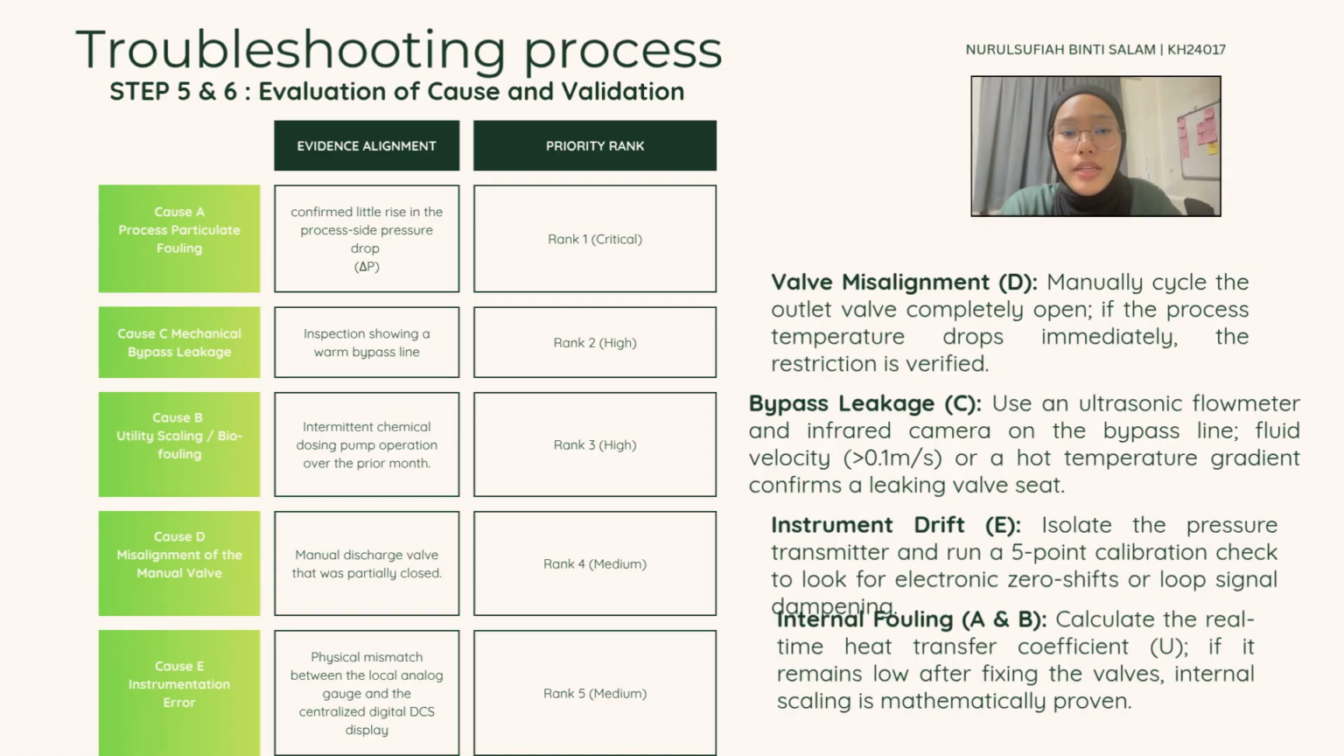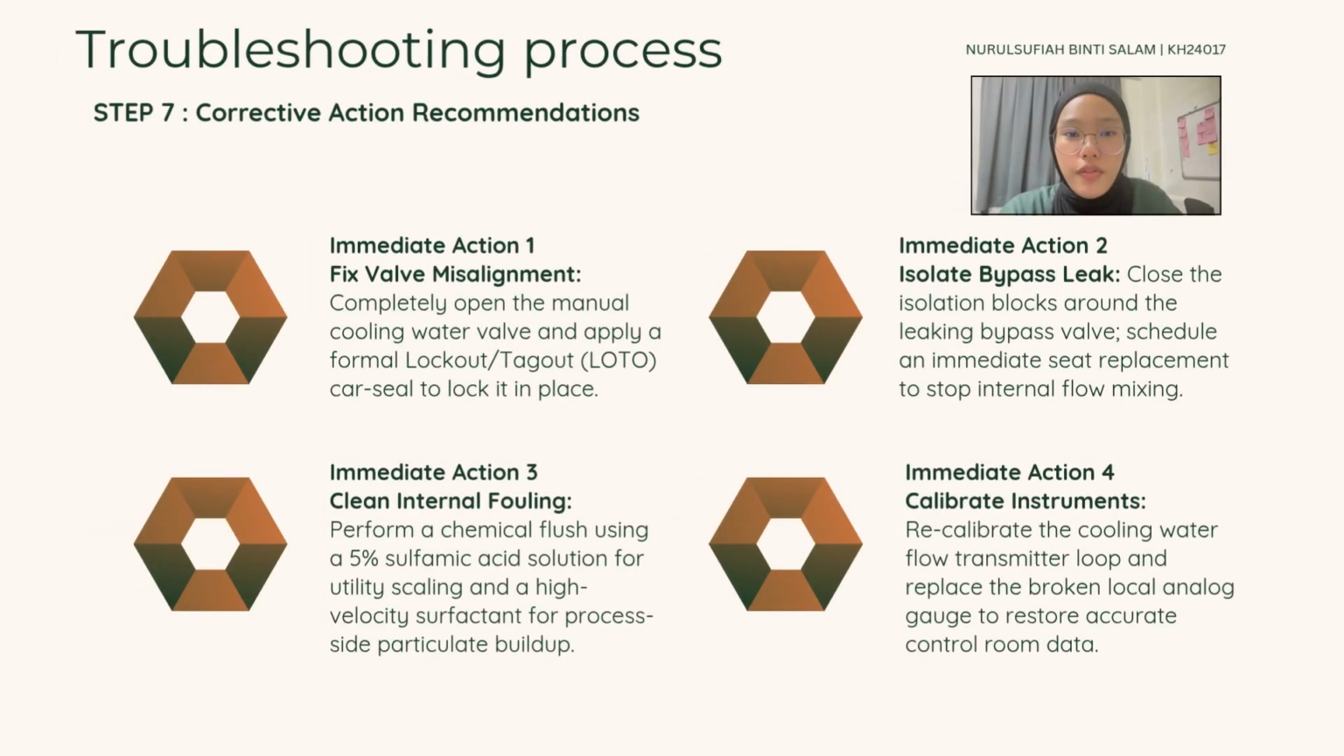Here is our immediate action plan. For step 7, we have 4 immediate corrective actions to get operations back to normal. Action 1, fix valve misalignment. We will completely open the manual cooling water valve and lock it in place using a formal lockout tagout car seal.